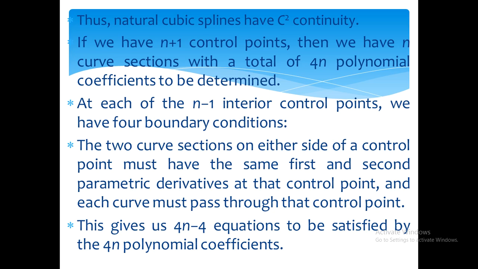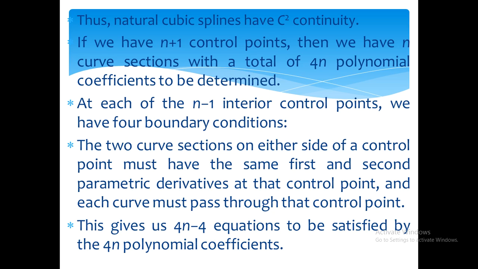Then if we have n plus 1 control points, then we have n curve sections, and I told you we will have n curve sections with a total of 4n polynomial coefficients to be determined, right? How many coefficients you have to determine? 4n. When you have n plus 1 control points, there are definitely a total of n curve sections, meaning n pieces you will get.